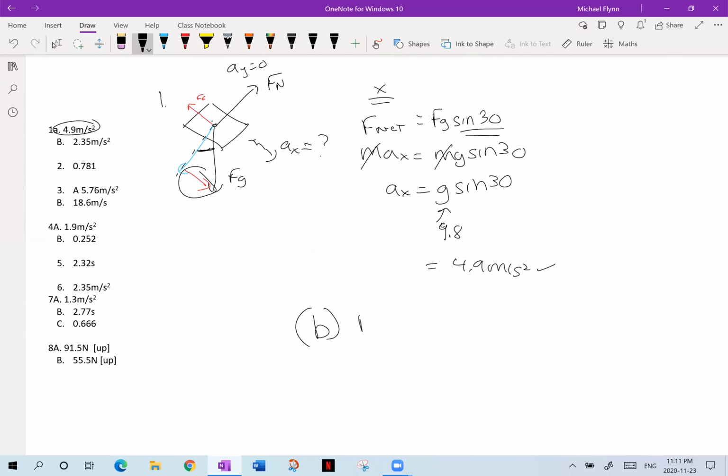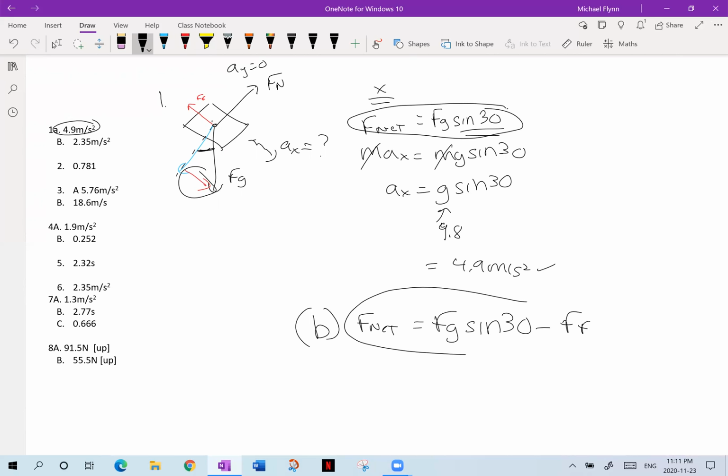So my net force, I'm still going to make down the hill positive. So it's going to be the force of gravity times the sine of 30. And then I'm going to subtract the force of friction this time. So see the difference between what I wrote here and what you write when there's friction involved.